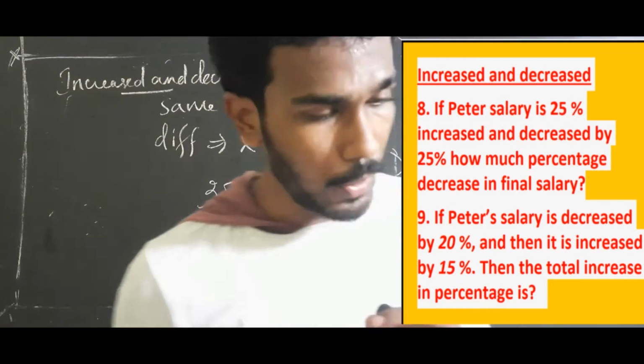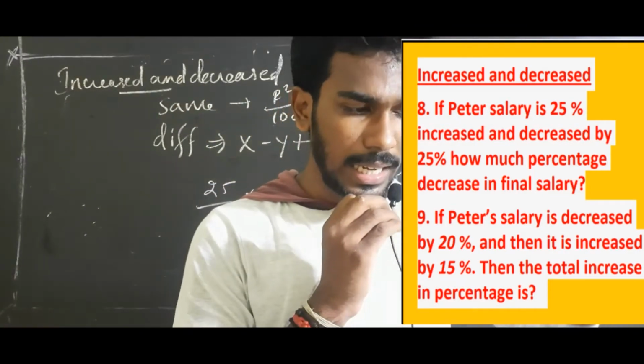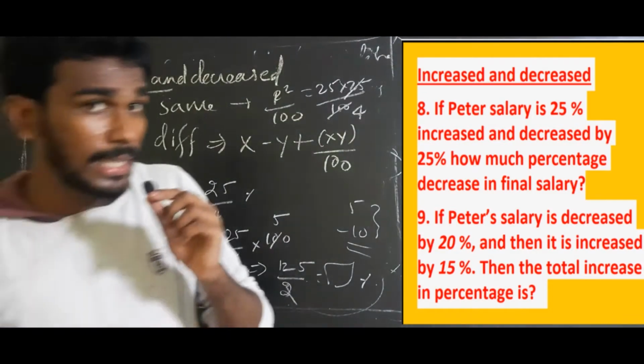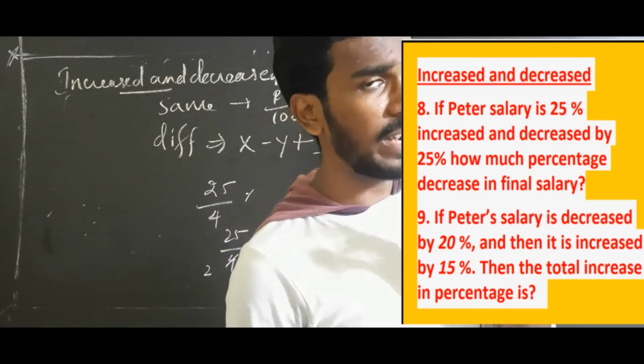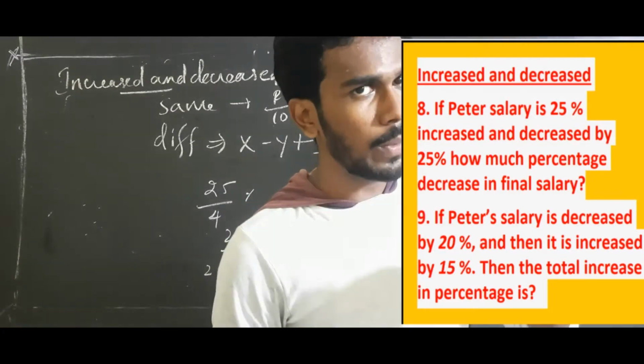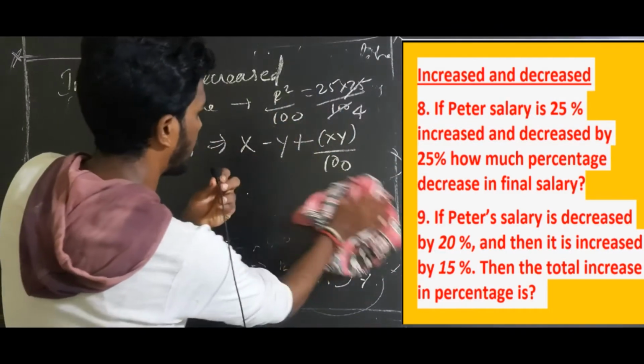In the second scenario, if Peter's salary is increased by 20 and decreased by 15, then definitely there is a cumulative increase, because 20 is increased and only 15 decreased. Let's see how to calculate that.